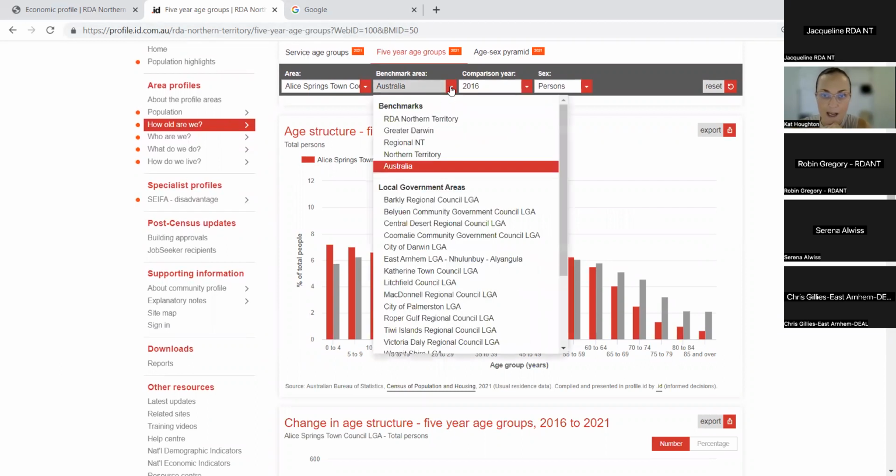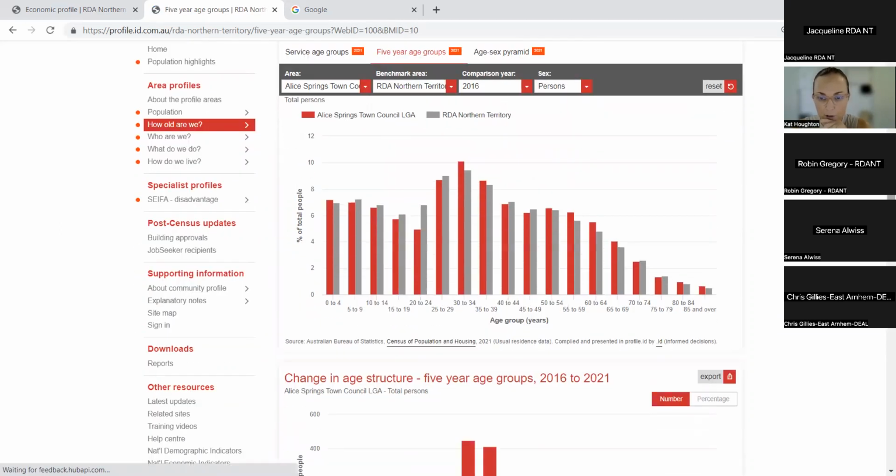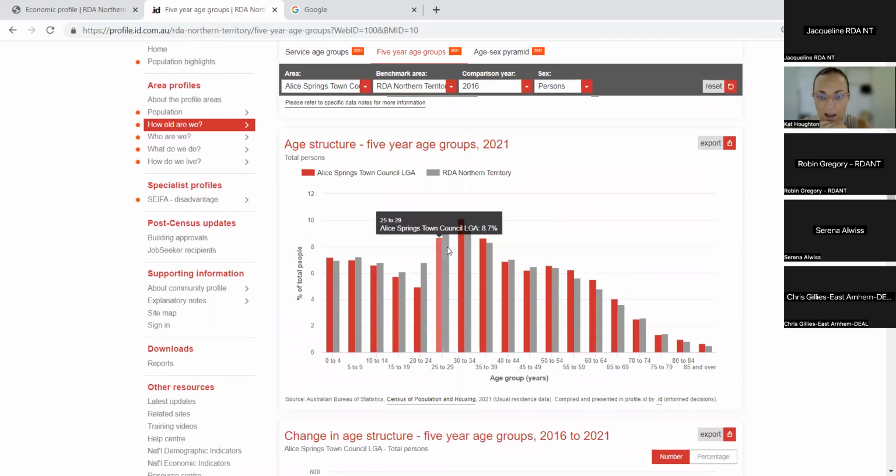I'm going to change that average. I want to look at that compared to the Northern Territory, because we know the Northern Territory is relatively young. So we can see here, still very strong in those age groups, and particularly here in our 30 to 40-year-olds, we can see much higher than the RDA average. Where we dip out is when kids finish school, which is no surprise, moving to other localities for university and that sort of thing.